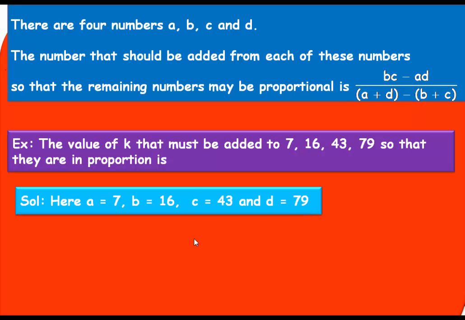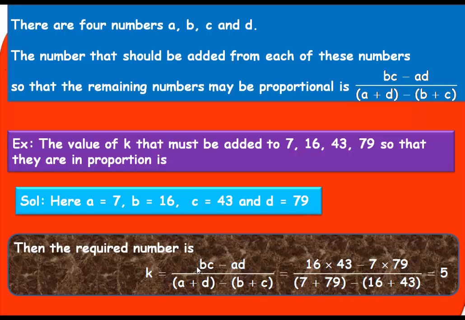Now the adding quantity is (BC minus AD) divided by (A plus D minus B plus C), that is (16 into 43 minus 7 into 79) divided by (7 plus 79 minus 16 plus 43), that equals 5. So if we add 5 to the given 4 numbers, then the results are in proportion.